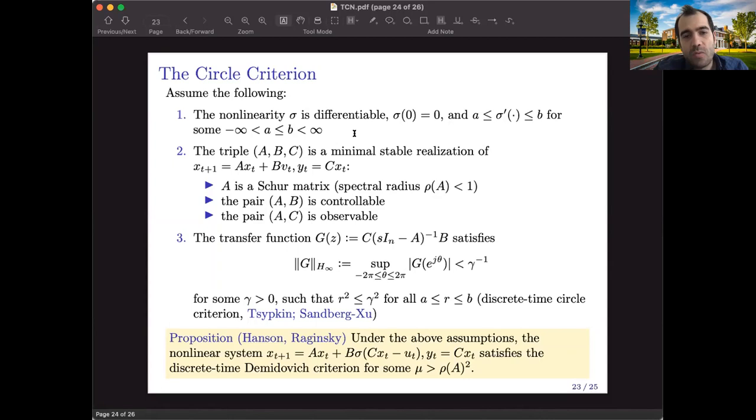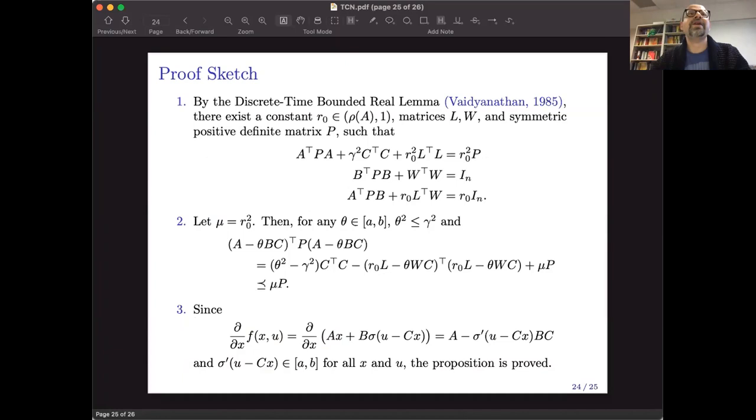And I wonder if you really need differentiability of the nonlinearity, as long as you can bound the slope of any line that connects. Okay, differentiability is only needed at some point to apply the mean value theorem, and you can do this with subdifferential schemes. All right, I see. Okay.